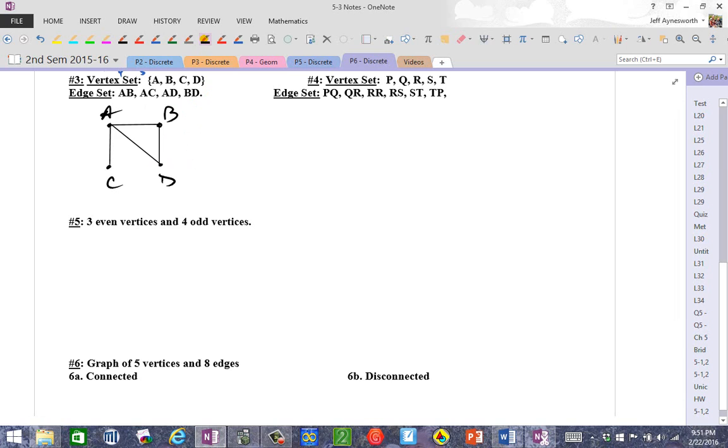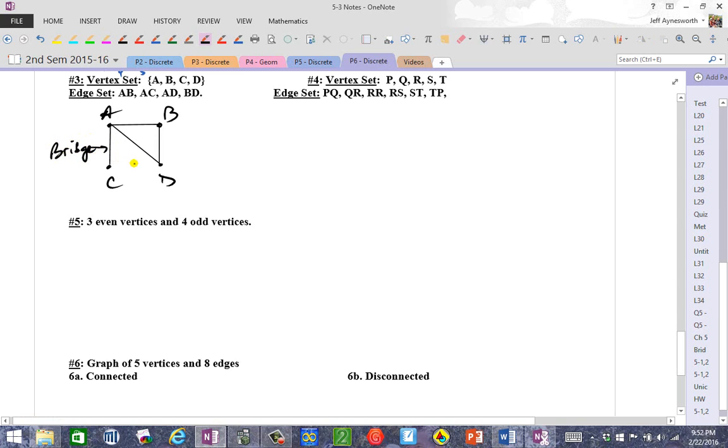What would be the bridge on that? It doesn't ask you that, but what would be a bridge? Would it be AB, BD, AD, or AC? Which one, if you eliminate it, would make another component of the graph and make it disconnected? I think it would be right here. This would be a bridge, because C would be isolated and you would have a separate component.